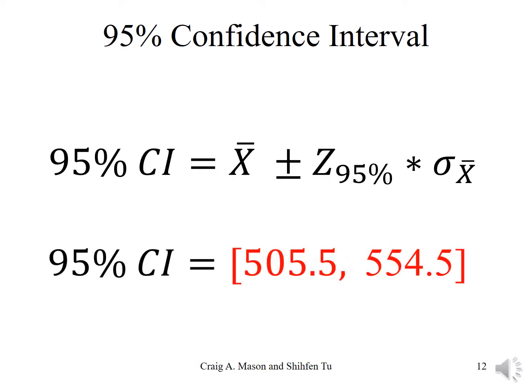This gives us 505.5 and 554.5. The confidence interval is the range of scores between the lower and upper limits. So our confidence interval ranges from 505.5 to 554.5. Well, isn't that special?